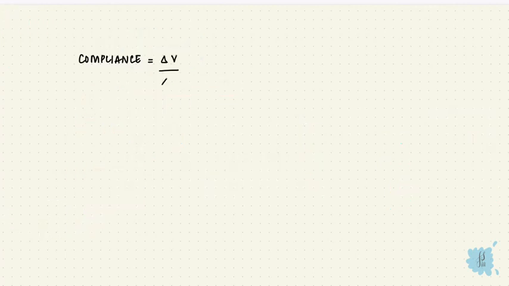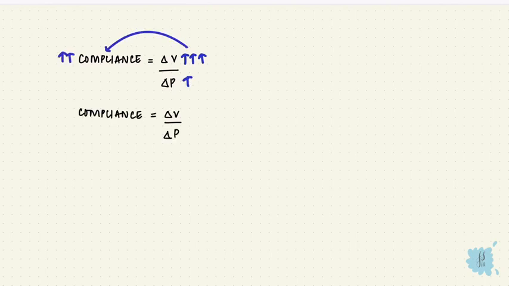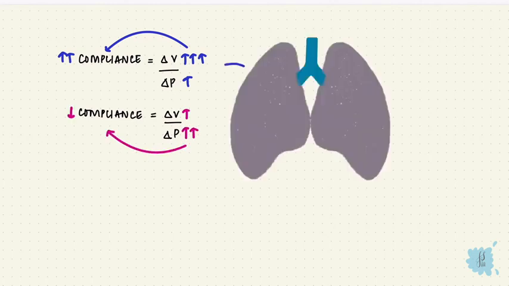The change in volume over the change in pressure. So if there's a large change in volume for a small change in pressure, it means it's highly compliant. Versus if a smaller volume needs a higher pressure, that means it's low compliance. So high compliance means the lungs can stretch easier for smaller pressure changes.